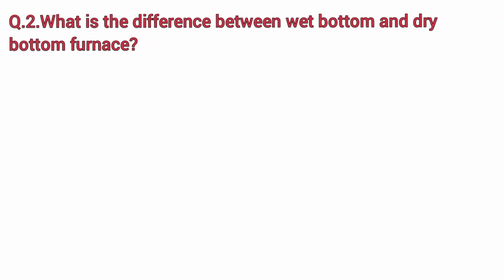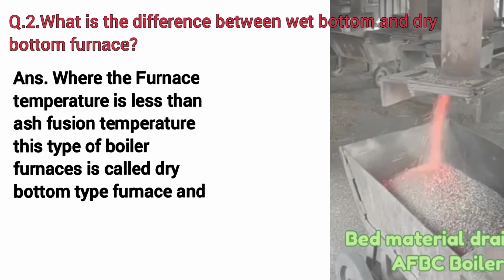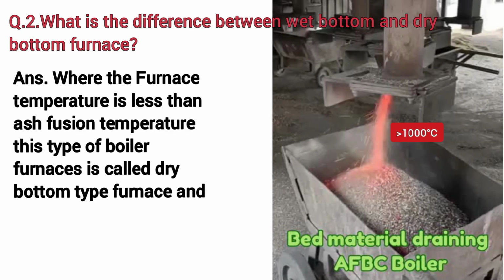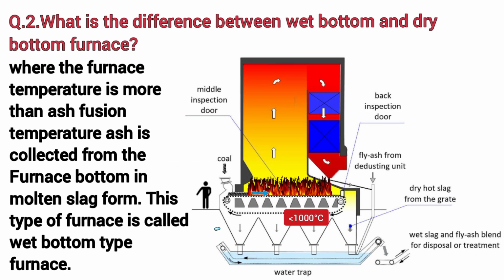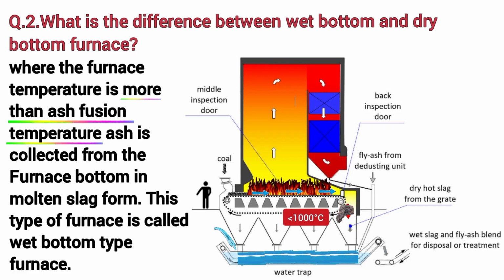What is the difference between wet bottom and dry bottom furnace? Where the furnace temperature is less than ash fusion temperature, this type of boiler furnace is called dry bottom type furnace, and where the furnace temperature is more than ash fusion temperature, ash is collected from the furnace bottom in molten slag form. This type of furnace is called wet bottom type furnace.